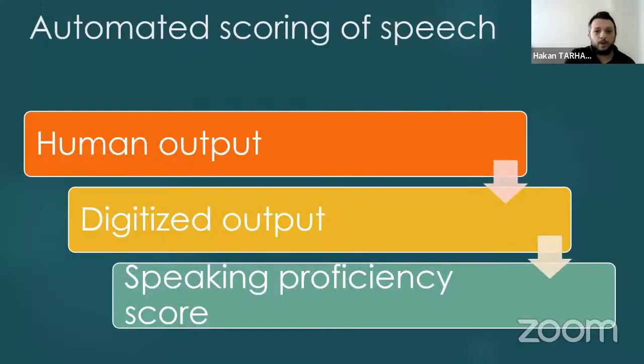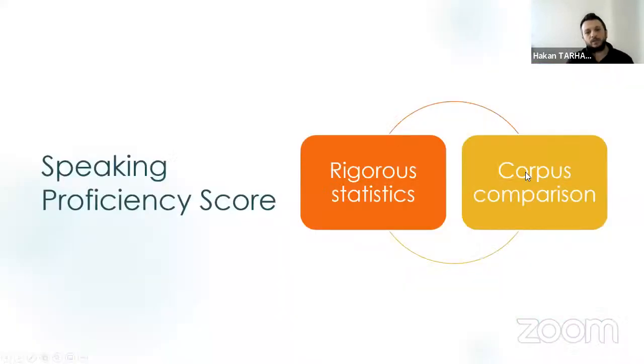So I want to start with a very brief information about how any automated scoring of speech system works. They basically receive human output, they convert it into digitized output, and then by measuring certain features, they calculate a speaking proficiency score. And when measuring this score, they usually utilize rigorous statistics and corpus comparison. They have their models and they compare the digitized output to that in their corpus.